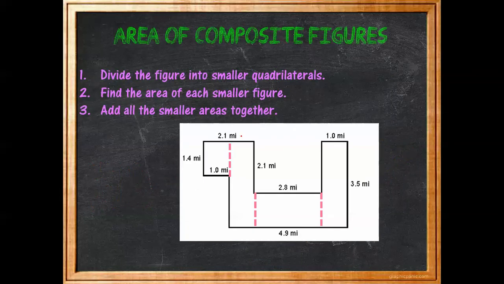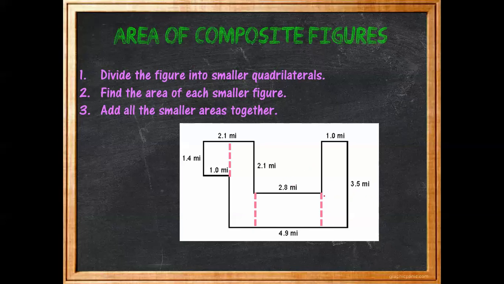Now, when we have a composite figure, what we want to do is divide it up into smaller quadrilaterals, find the area of each smaller figure, and then add all of those areas together. In all the figures that we've done, I've already gone ahead and divided them off. But whenever you're dividing your figures off, what you want to look for is ones that are easy to do.